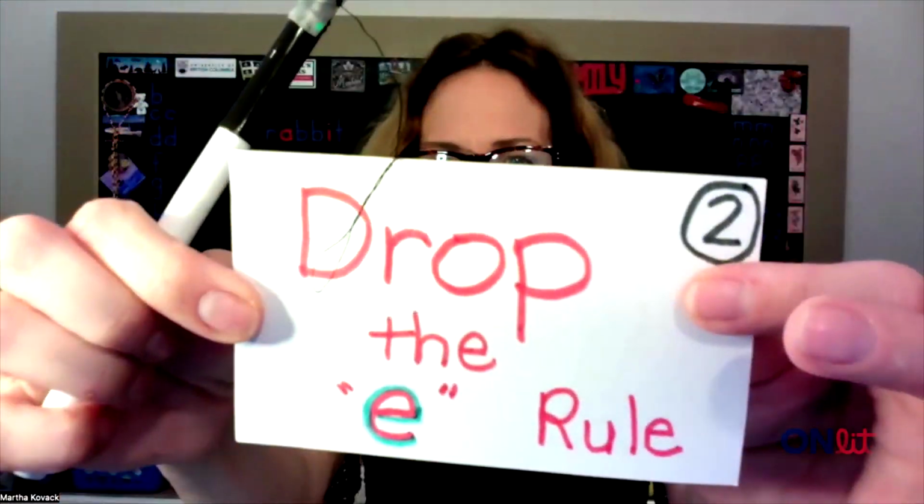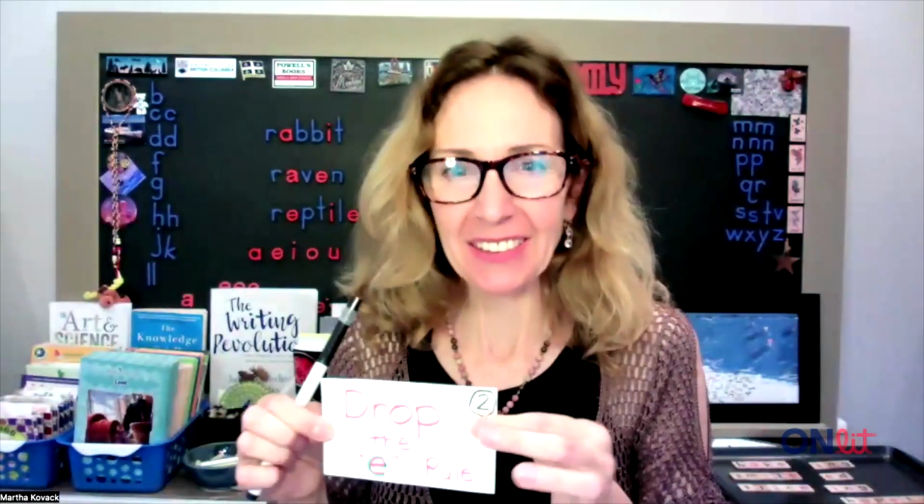It's the drop the E rule. What is that all about? This is one of 3 great spelling rules whenever you have a base word and you need to attach a suffix. One is the doubling rule. That's a different video. The next one is the drop the E, which is what we're going to cover today, and the next one is the change the Y to I, which will be next.